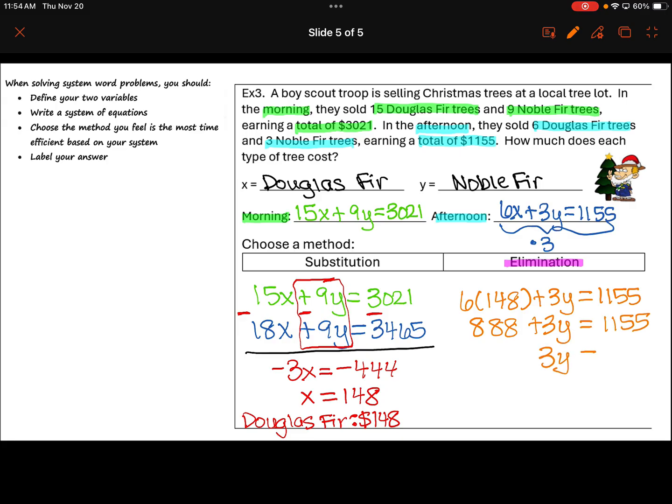So 3y equals, I'm going to take 1155 minus the 888. I get 267, divide by 3. y is going to equal 89, so now I know that the noble fir costs $89. And here's an example of where the elimination method, in my opinion, was the most useful for solving this problem. So now we have solved 3 different word problems using each of the methods. And again, you may choose whatever method you feel the most comfortable with, especially with the given information that you have.